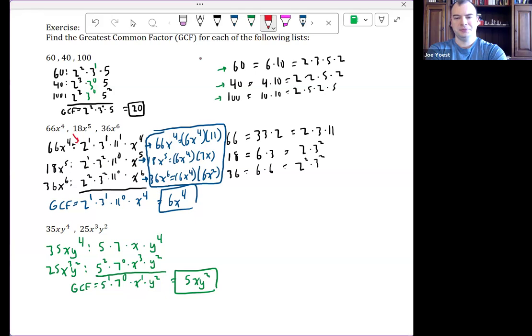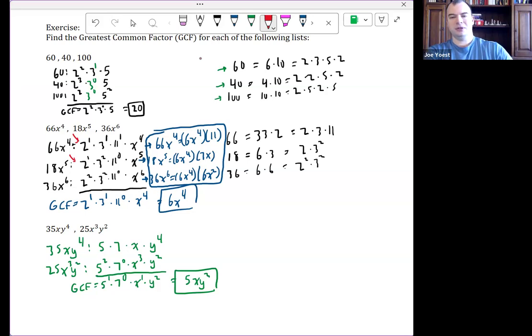That's there as well. For 18, maybe we recognize 18 as 6 times 3 or 9 times 2, but 6 times 3 is 2 times 3 times 3, or 2 times 3 squared. So the 18 coefficient is 2 to the first times 3 squared, and then times x to the fifth.